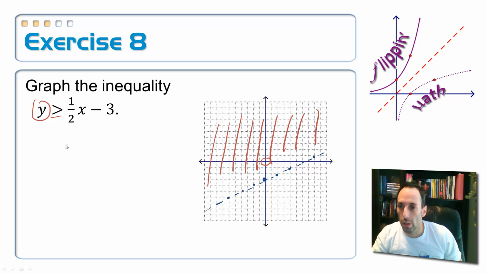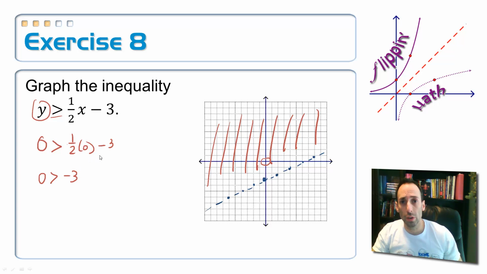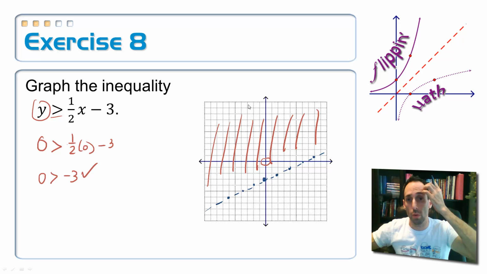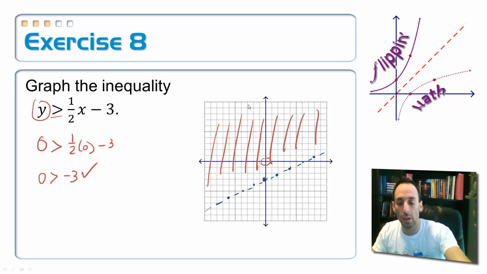Okay? So let's go ahead and stick in 0 for y is greater than, I'm going to take 1/2 of 0 minus 3. Half of 0? Well, that's still 0. So I get 0 is greater than -3. Is 0 bigger than -3? Sure is. So that's the portion of the graph that I shade, the one that contains the point 0, 0. Okay? So either one of those methods, whichever one makes the most sense to you.